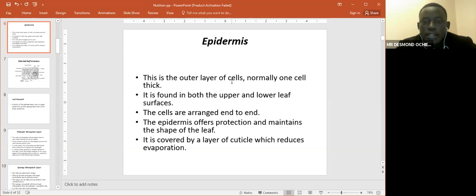Then the cells are arranged end to end, from one end to the other, both on the upper surface and on the lower surface. The epidermis offers protection and maintains the shape of the leaf. It is covered by a layer of cuticle which reduces evaporation, or which reduces the rate of water loss. That is the function of the cuticle. It reduces the rate of water loss or evaporation of water.